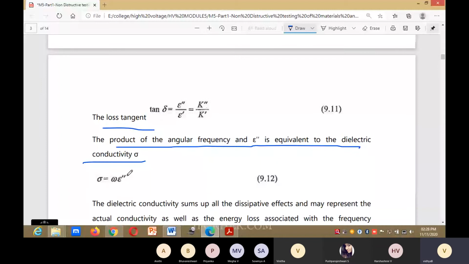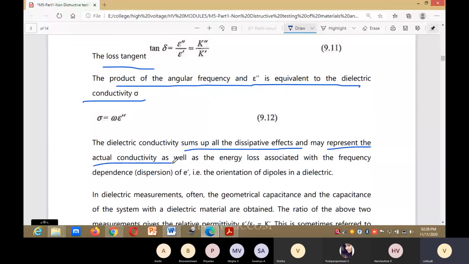The dielectric conductivity sums up all the dissipative effects and may represent the actual conductivity as well as the energy loss associated with the frequency dependence or dispersion of the orientation of dipoles in the dielectric. So it adds all the dissipative effects, and it represents the actual conductivity as well as the energy loss associated with what? Frequency dependence.